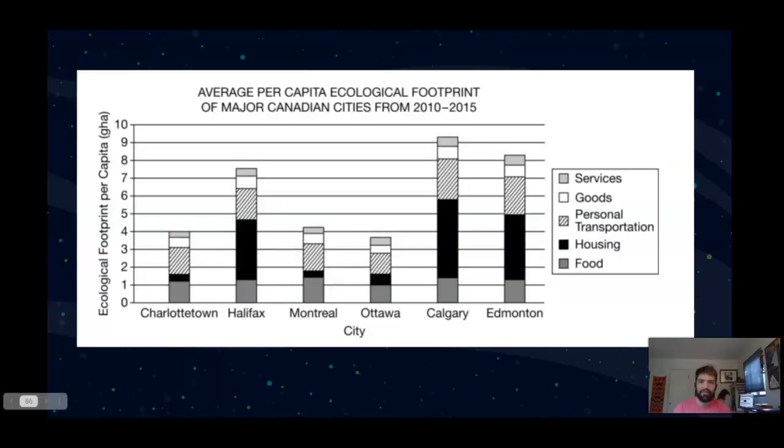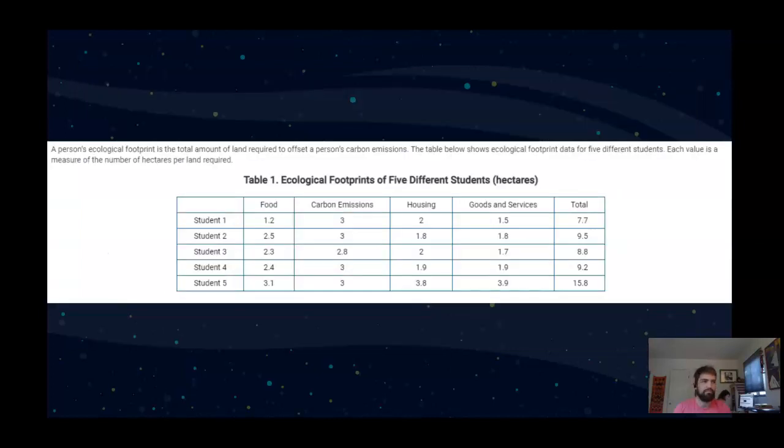All right, so look at this graph and the different things that it points out for the average per capita ecological footprint of major Canadian cities from 2010 to 2015 and answer the question. A person's ecological footprint is the total amount of land required to offset a person's carbon emissions. The table below shows ecological footprint data for 5 different students. Each value is a measure of the number of hectares of land required. So look at this table carefully and see if you can answer the question about it.